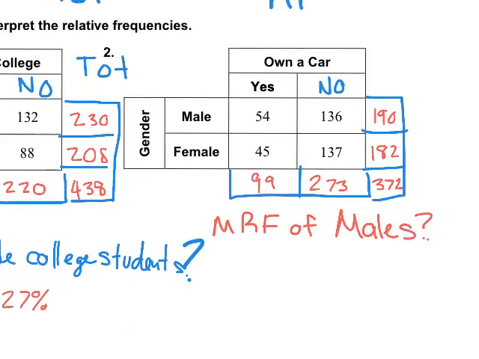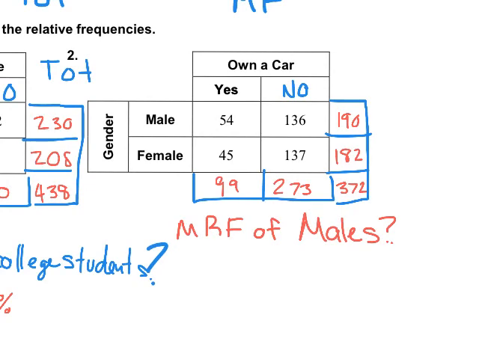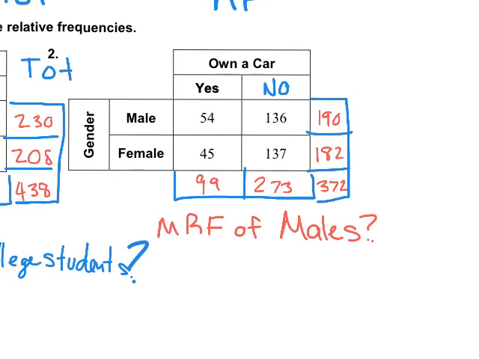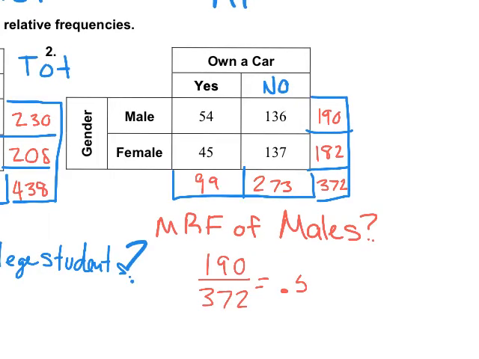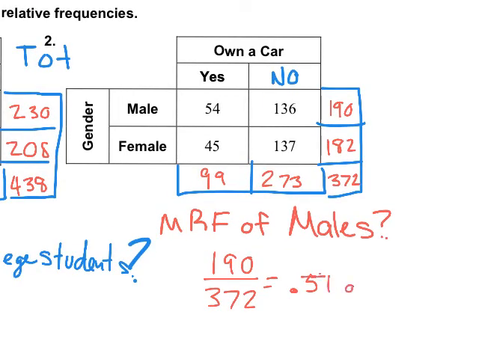Then we move over to number 2. You can see my totals there. This time we want the marginal relative frequency of males. So first thing I need to do is find my marginal frequency of males. So that's 190. So I have 190 males. And since it's relative, I need to divide by the total. So then 190 divided by 372 is 0.51, or you could say 51%. Okay, so either one of those works.